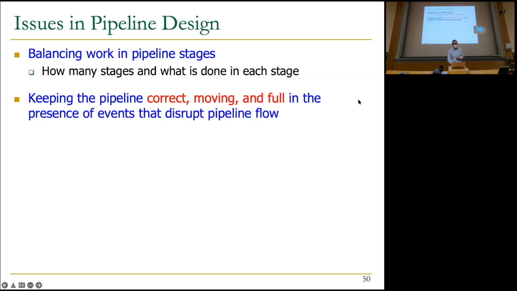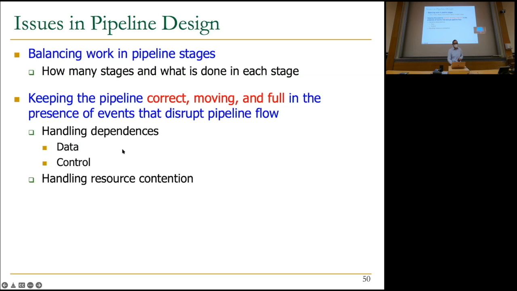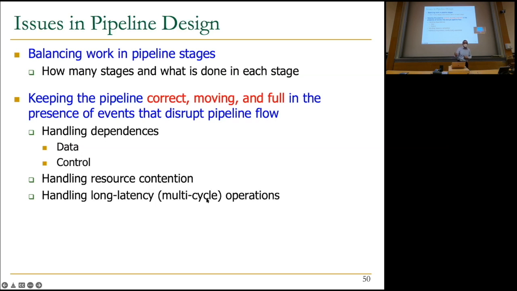And there are many events that disrupt the pipeline flow. Dependencies, for example, data and control dependencies between instructions. Resource dependencies, resource contention. We will see one example of it. And long latency or multi-cycle operations. So we have actually seen the resource contention example with the dryer, right? We have a resource contention between two different instructions, and we multiply the resource. So that's one way of handling the resource contention problem. Long latency operations we're going to talk more about when we talk about out-of-order execution, for example. They always cause a problem.